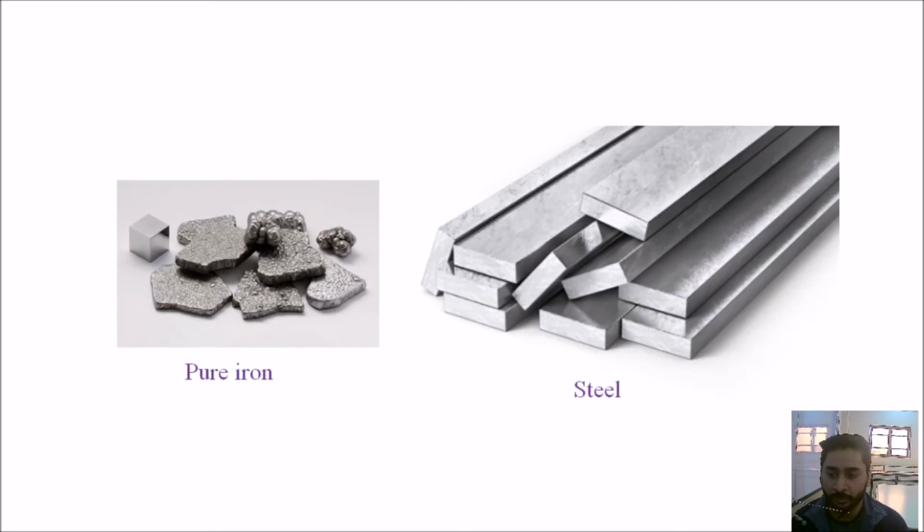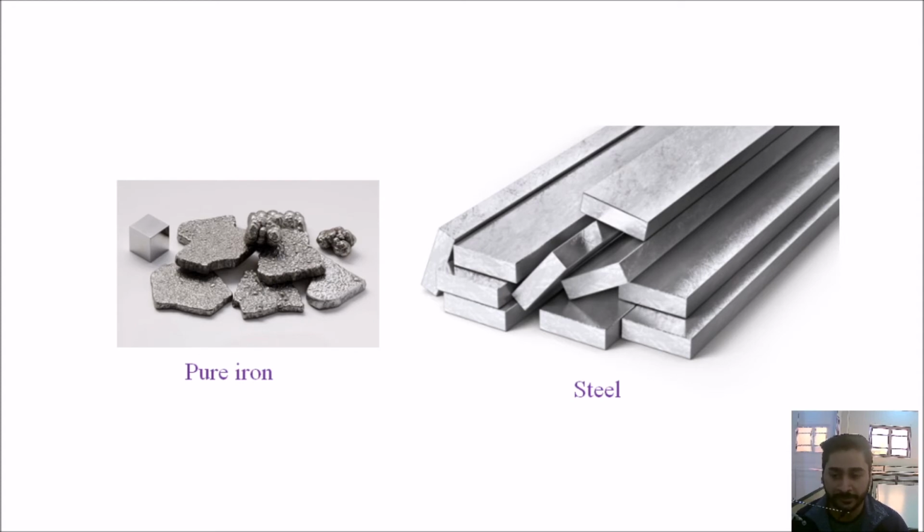Here we have pure iron in one of the diagrams, and we have a steel in the other one. You can see that pure iron is more rough, it is softer. Pure iron is a soft metal, and you can even break it in your hands. So pure iron itself is not usable. Whatever iron stuff you see around yourself in daily life, it's not pure iron, it is actually steel.